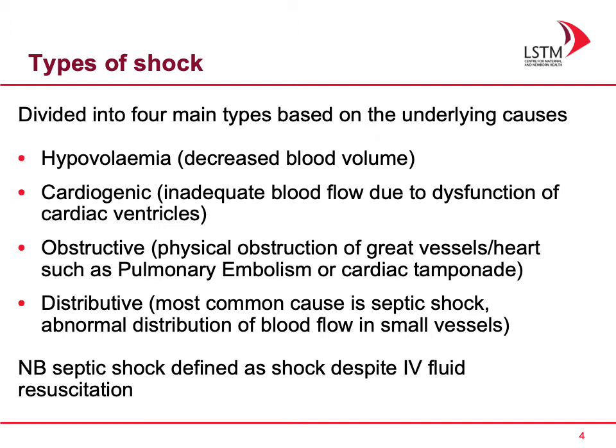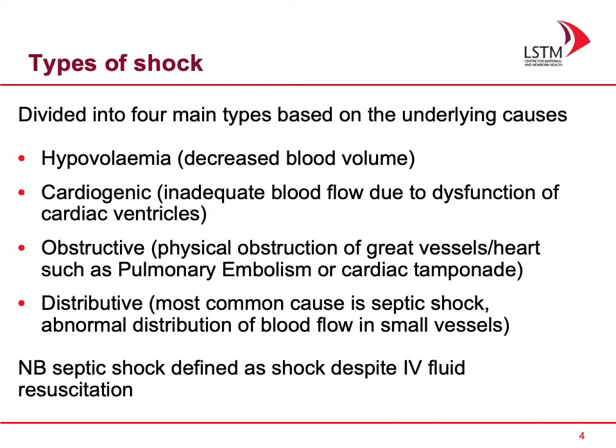With cardiogenic shock, there is a normal fluid volume, but the blood flow and the pressure is reduced due to a dysfunction of the ventricles or the pumping chambers of the heart. The heart is sick in itself and is therefore unable to pump the blood at an adequate pressure around the body. With obstructive shock, this is caused by a physical obstruction to the large blood vessels or the heart itself.